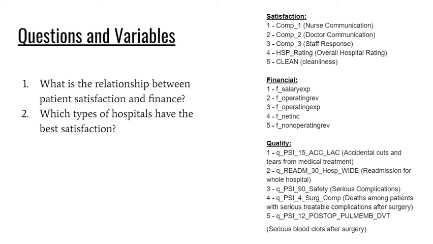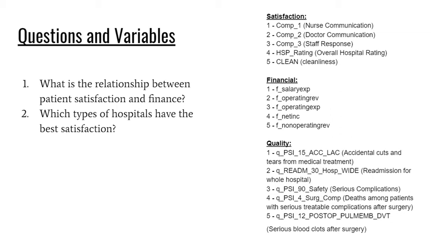So the next step, we chose 15 variables that directly relate to these questions. So for our 5 satisfaction variables, we chose nurse communication, doctor communication, staff response, overall hospital rating, and cleanliness. For 5 financial, we chose salary expense, operating revenue, operating expense, net income, and non-operating revenue.